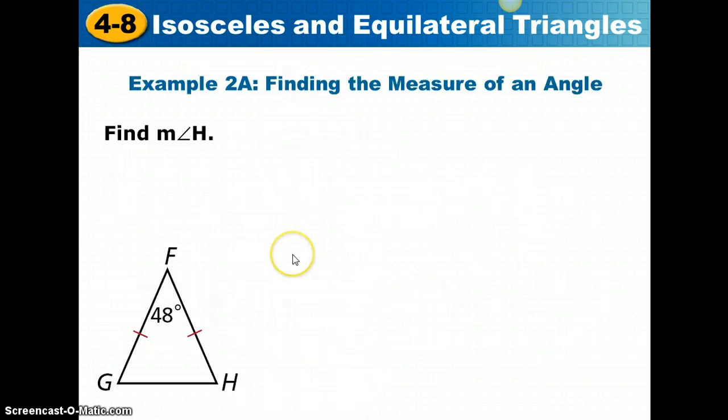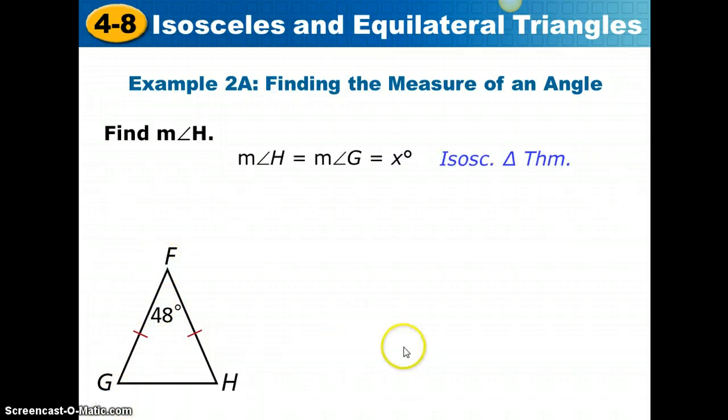Let's go ahead and take a look at example 2a. In this example, we are asked to find the measure of angle H. Well, remember that in a triangle, all three angles must add up to 180 degrees. The vertex angle of this isosceles triangle is given to you as 48 degrees. So we also know it's isosceles, so G and H must have the same measure.